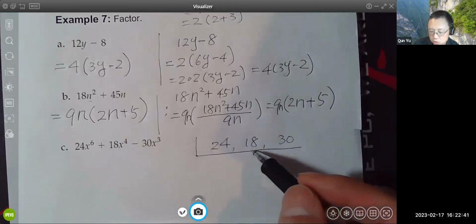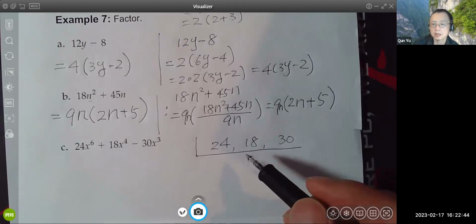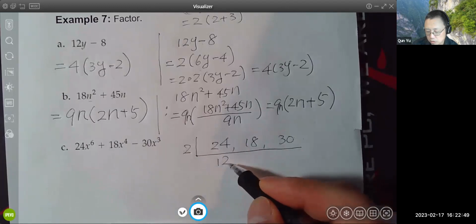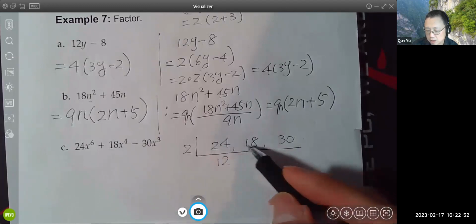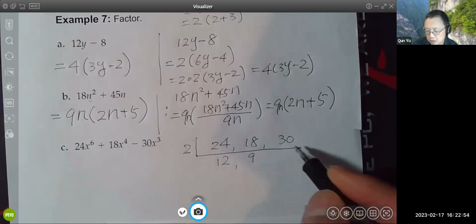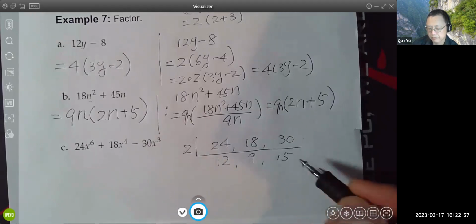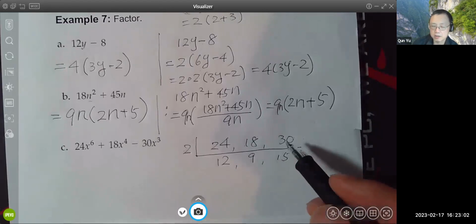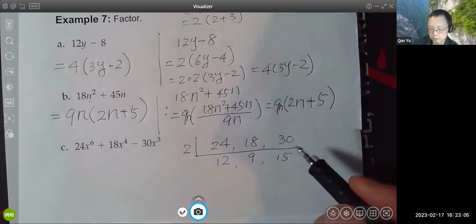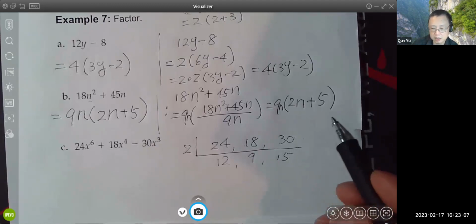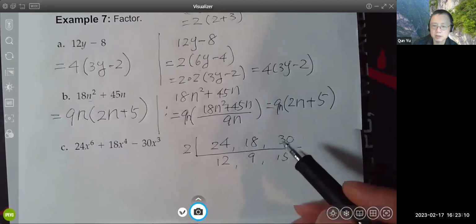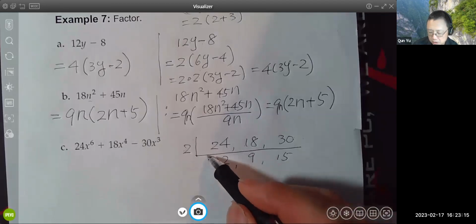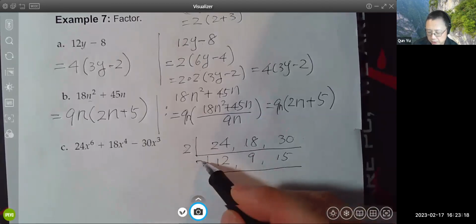At least I can see 2 is good because all of these 3 numbers are even numbers. They all can be divided by 2. So I use 2. 24 divided by 2 is 12. 18 divided by 2 is 9. 30 divided by 2 is 15. Among these 3, they all can be divided by 3. I remember in one of those previous videos, we learned divisibility rules, how to determine which numbers can be divided by what numbers, right? They all can be divided by 3. So I'm going to divide all of these by 3.